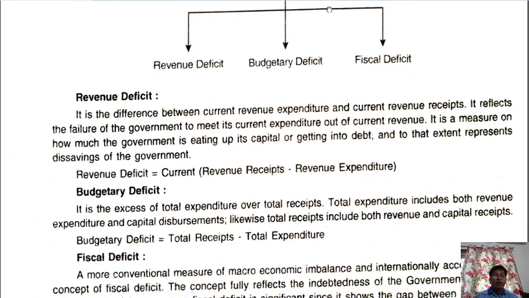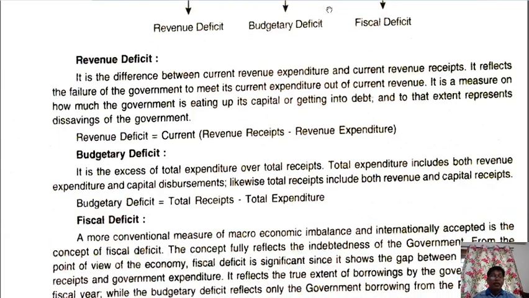The revenue deficit means: revenue deficit is equal to current revenue minus current expenditure. This is the revenue deficit, when current revenue is less than current expenditure.